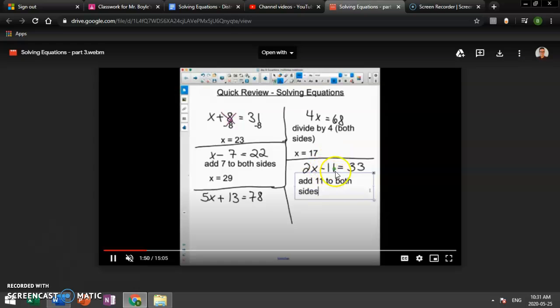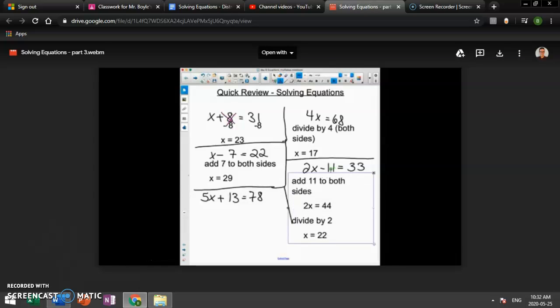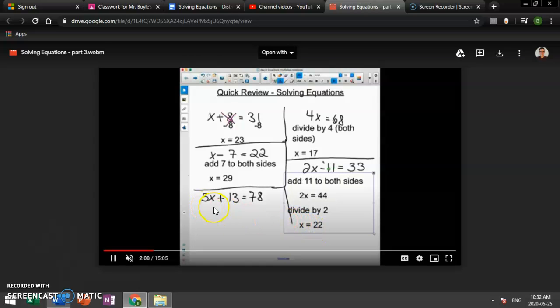First, get rid of the minus 11. How do we do that? By adding 11 to both sides. That would give 2x equals 44, because 33 plus 11 is 44. Divide both sides by 2. x equals 44 divided by 2, or 22. Right? And one more quick review example right here.